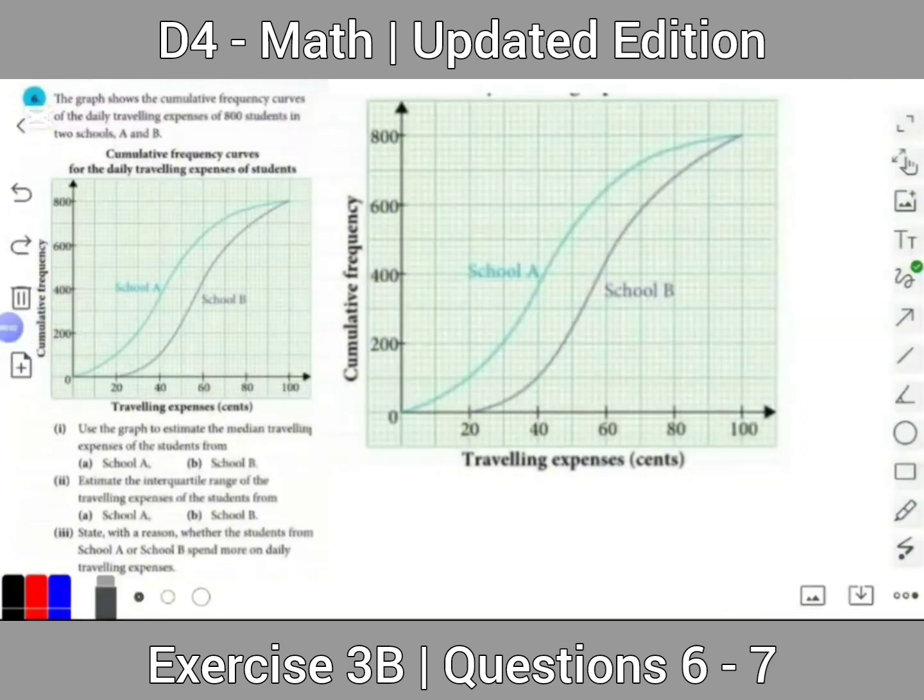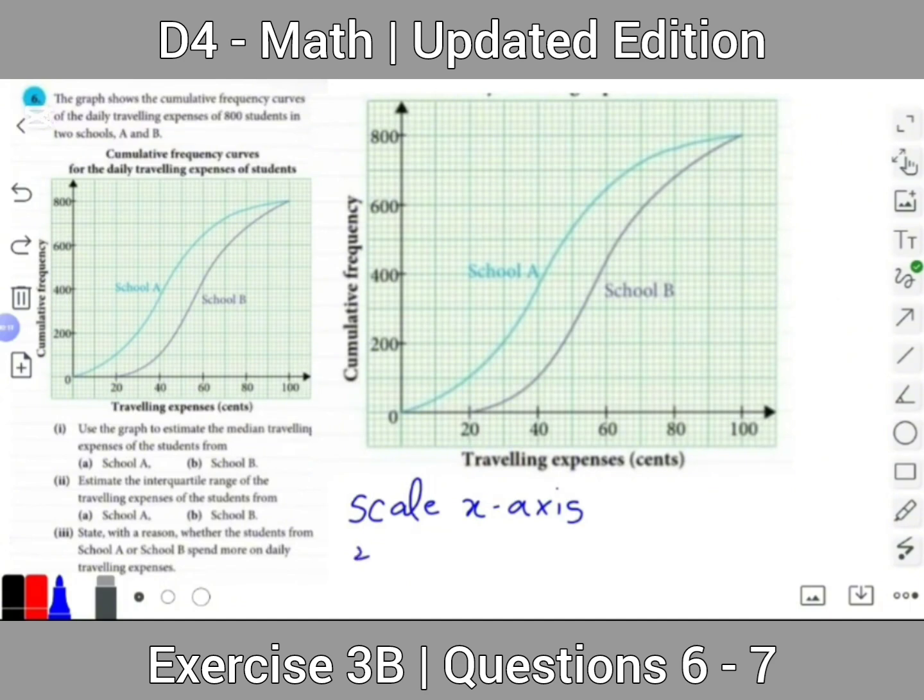First, we have to understand the scale along the x-axis and y-axis. So the scale along the x-axis can be found by subtracting the first 2 points scaled along the x-axis, that is 20 minus 0, divided by the total number of squares between these 2 points, and that is 10, so 20 divided by 10 is equal to 2.